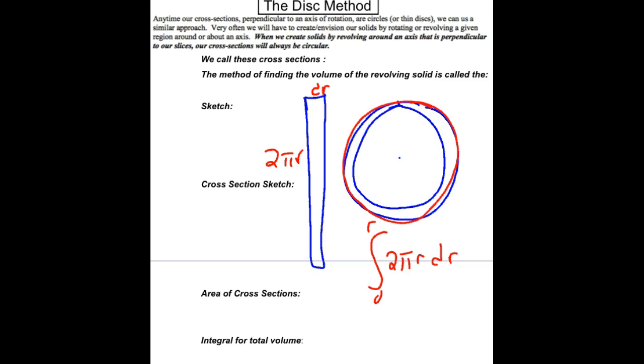Well, kind of take a look at this. I can bring the constant out front, right? 2 pi. What happens when I integrate x with respect to x? I get x squared over 2. What do I get when I integrate r with respect to r?